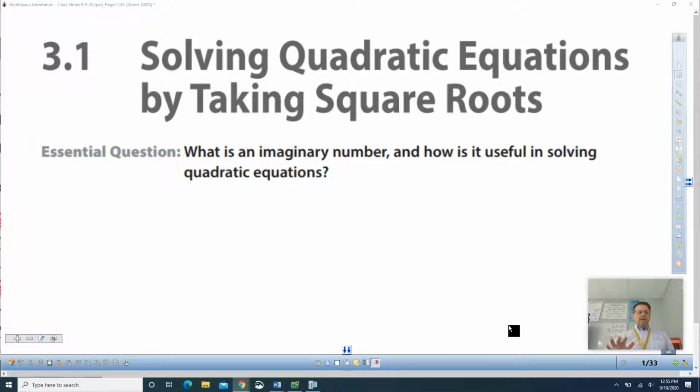The essential question here is: what is an imaginary number right off the bat, and how is it useful in solving quadratic equations? Well, I would say let's solve quadratic equations, and by the way, sometimes we have imaginary numbers that can be useful. I would turn that around just a little bit, but it's the same idea. That's what we're focusing on and looking at in multiple different ways, while taking a little bit of a focus on what imaginary numbers are.